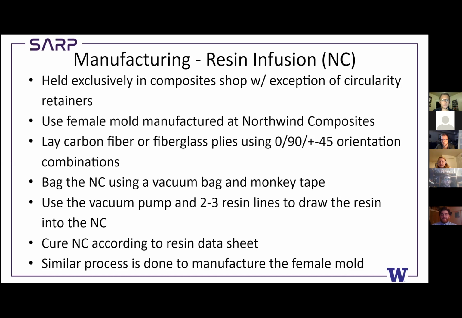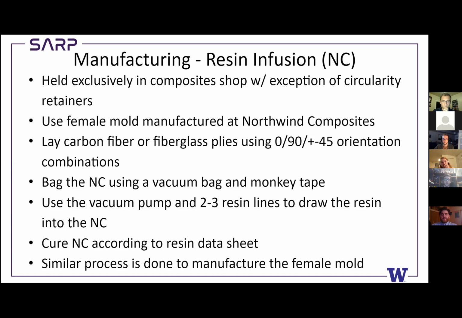What we're going to do is lay the carbon fiber or the fiberglass plies on top of this mold using the 0-90-45 orientation. Then we will bag the nose cone using a vacuum bag, sealed with monkey tape, which prevents any air from getting out during the vacuum process. Then the vacuum pump will be connected with around 2 to 3 resin lines to draw the resin into the nose cone. The last step is that the nose cone will be cured according to the data sheet.